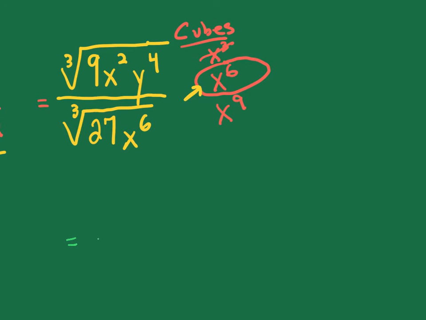Continuing on the bottom, all of that should come out. The cube root of 27 is 3. X to the sixth, when you take it out, divide the exponent by the index. So the 6 divided by 3 will give you x to the second on the outside. On the top, we've got 9x to the second, y to the fourth. None of those should be perfect cubes, but we do want to check to see if there are any cubes in there.